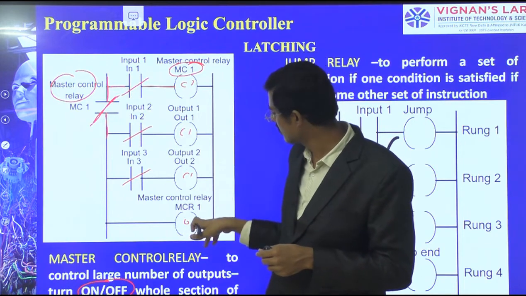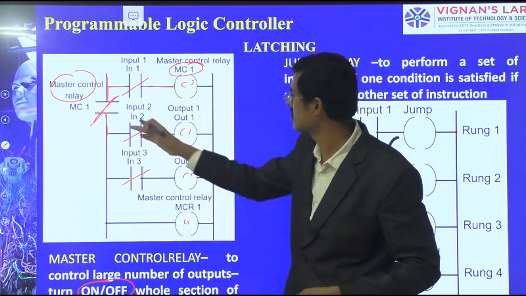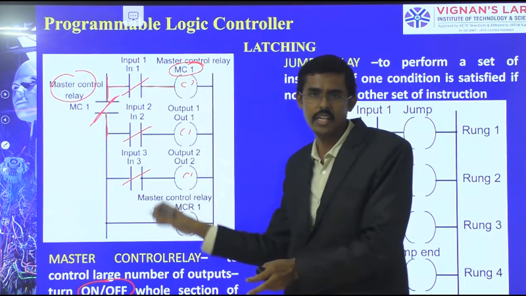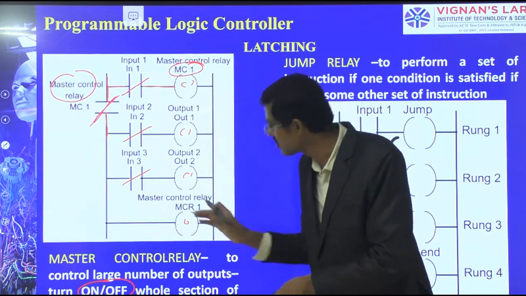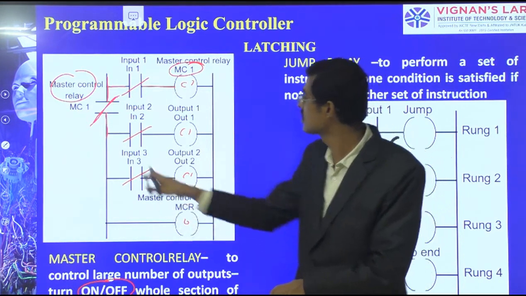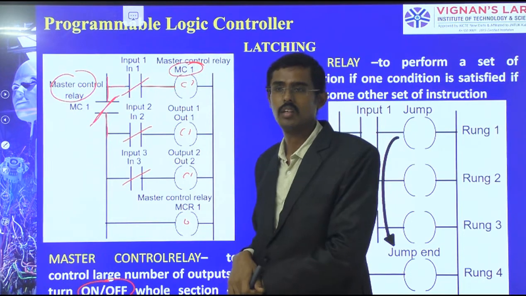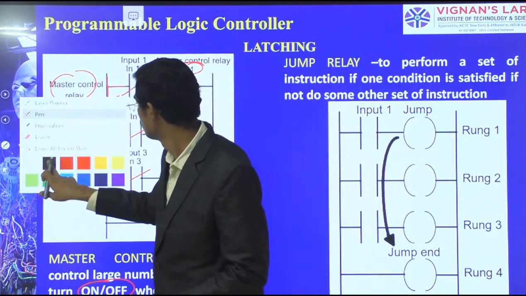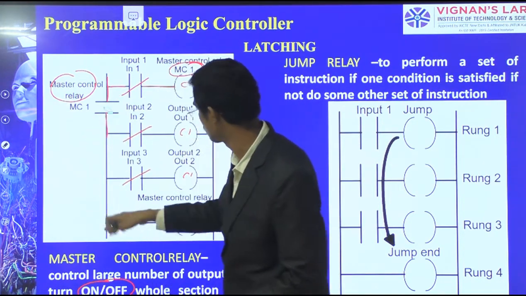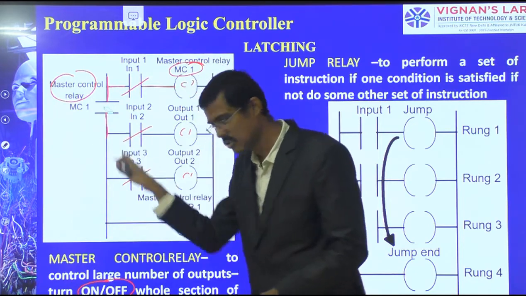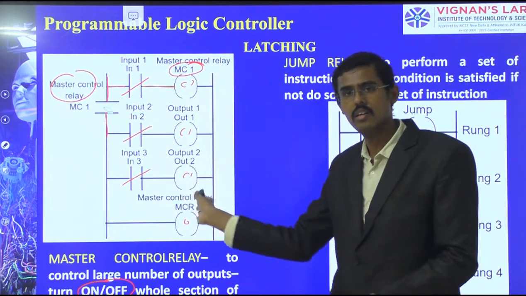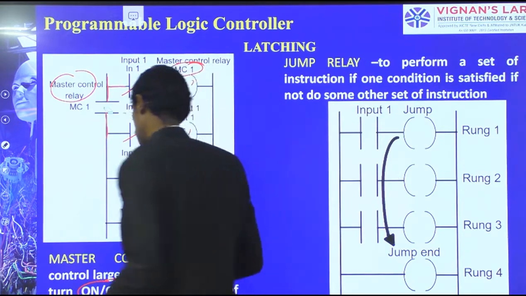Likewise, when the complete process is done, I keep the last master control relay coil 1, and this is going to disconnect here. When it is disconnected, what happens? No power rail power comes to all the rungs downward. So this is about master control.